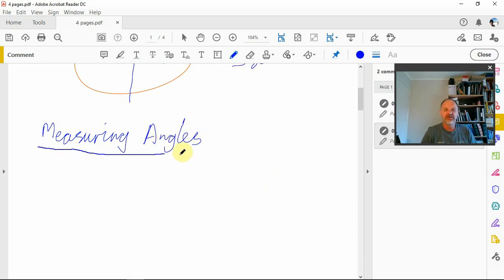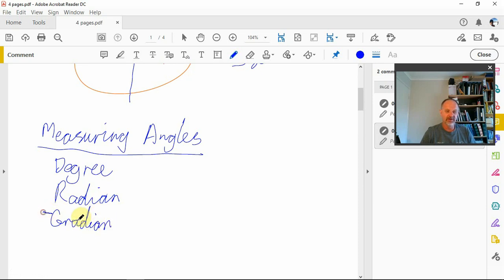All right, so measuring angles: degree, radian, and then there's a third one called gradient, and we are not going to use the gradient. Surveyors use that a bit and those kind of things. So the ones we're used to at the moment, we know that degrees. We know that a circle has 360 degrees in it.